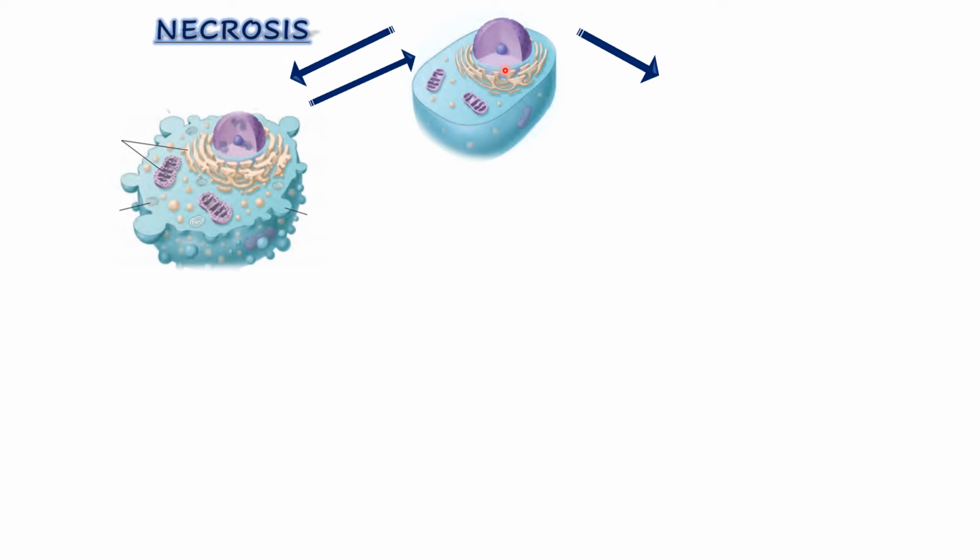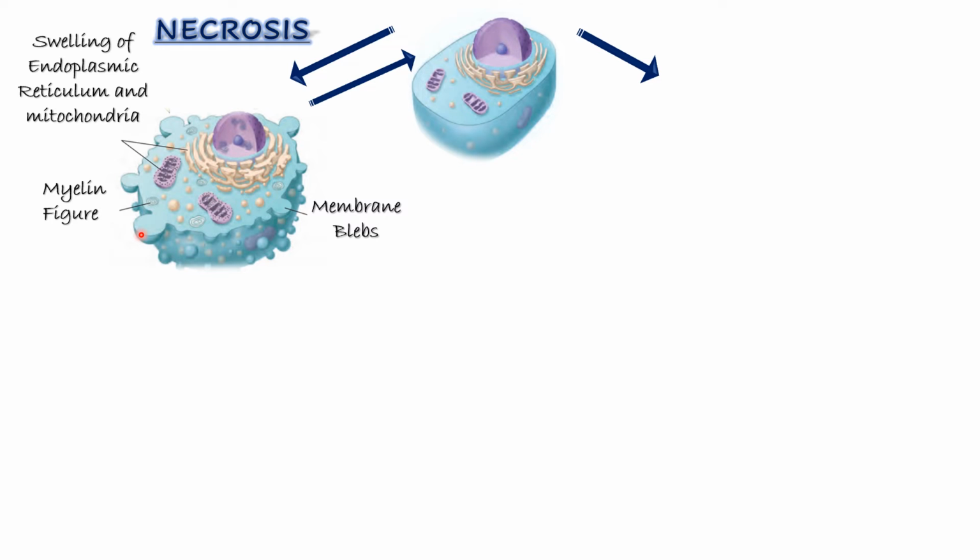A quick recap of what we just studied in the previous slide. We have a normal cell here. Now this cell has undergone severe injury or insult. What will happen? You will have swelling of the endoplasmic reticulum as well as the mitochondria. You see the size has increased. There will be presence of myelin figures, and there will be membrane blebs. But at this point, the plasma membrane has still not been disrupted. This injury is still one you can recover from.